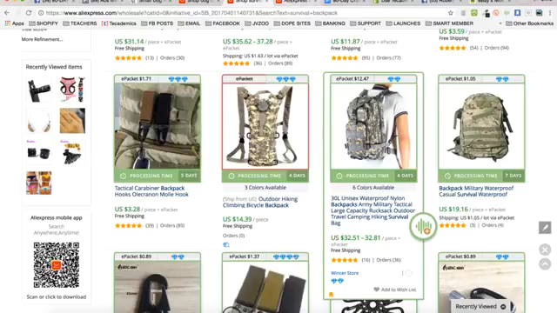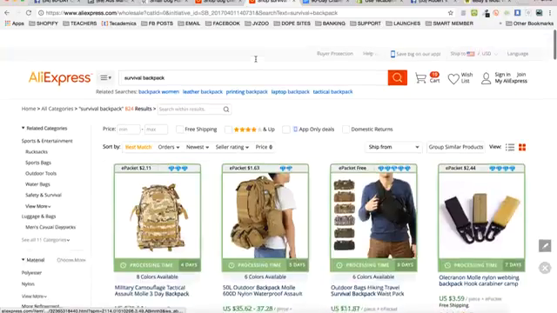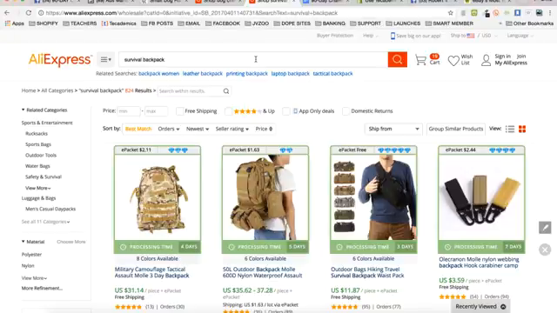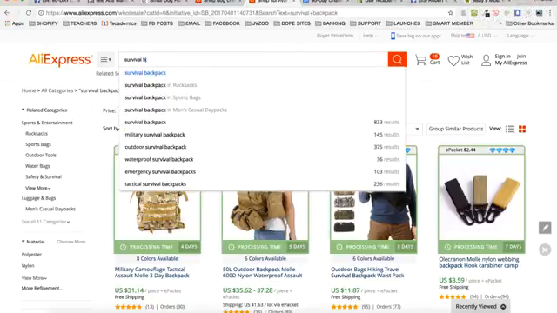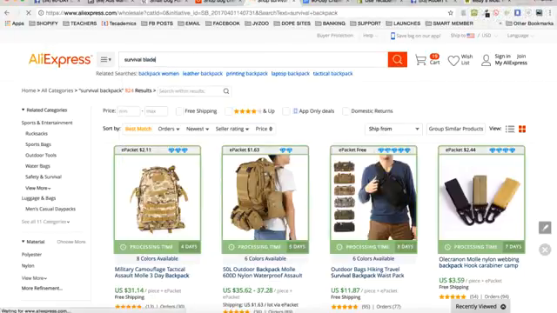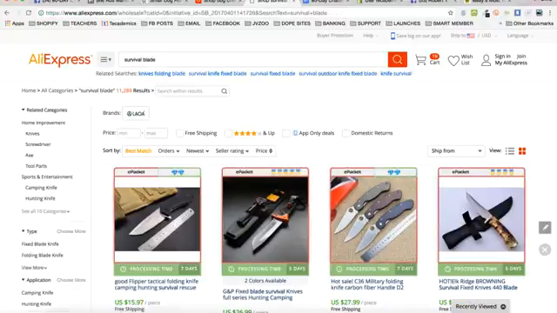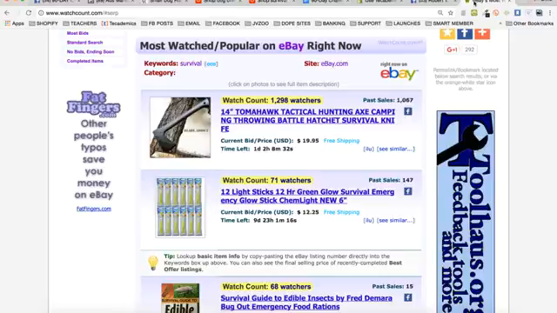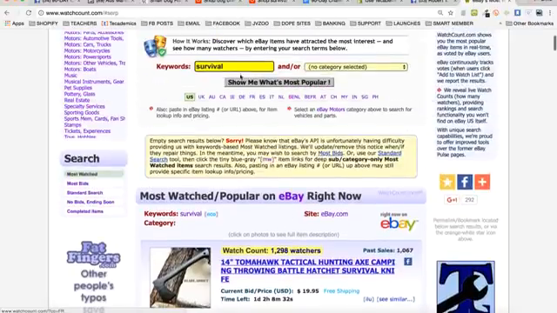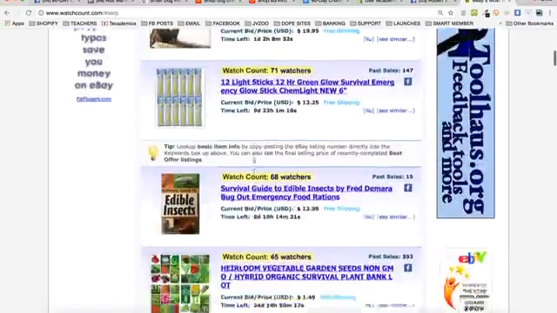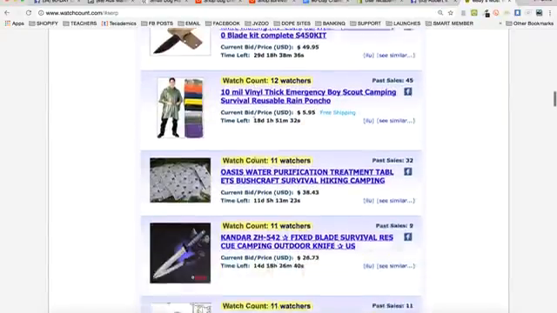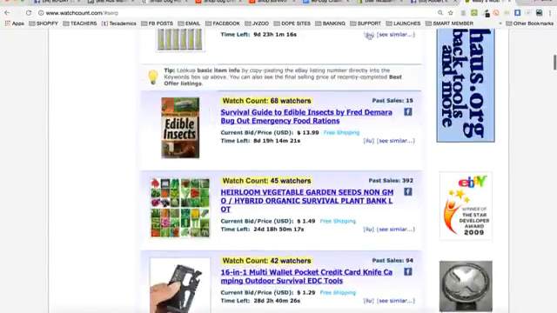I had survival backpacks over here on this page. What I want to do, so over on watch count, what I did is I found a trend in products. Actually, let's skip the backpacks. Let's go over to survival blade now, let's search for that, because that's what was coming up as relevant today when we searched on watch count, right? When I typed in survival, a lot of bladed items came up. I saw that trend, a trend of bladed items.